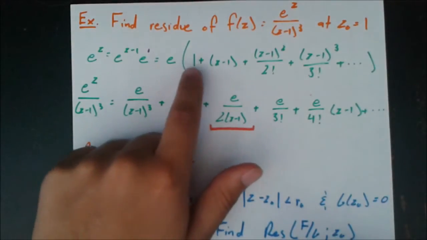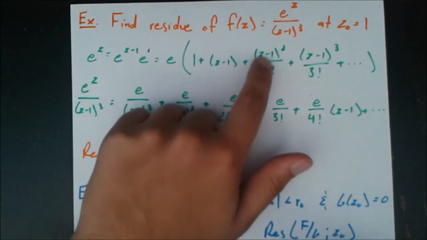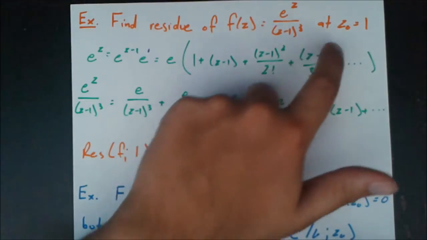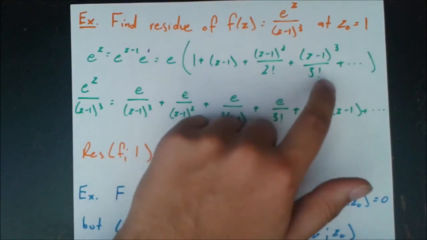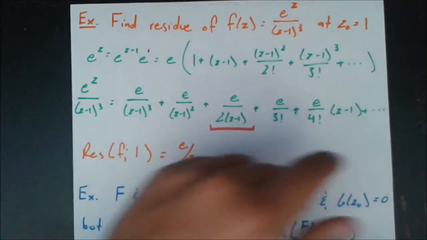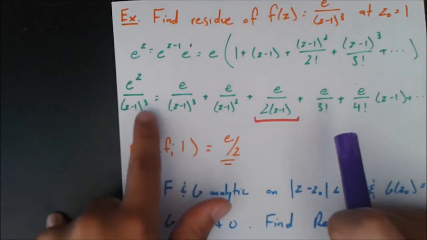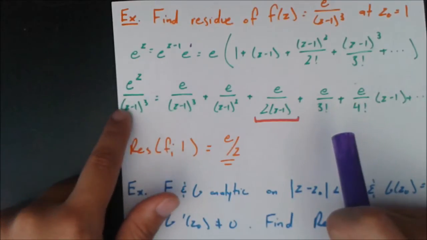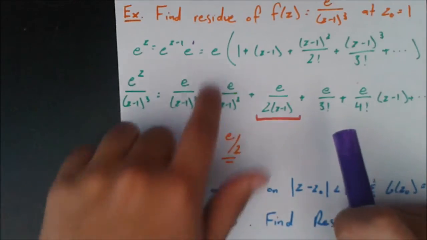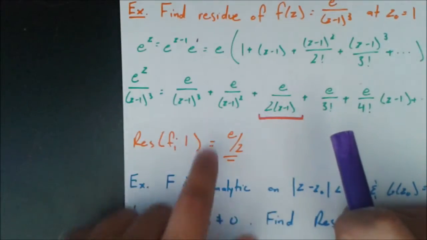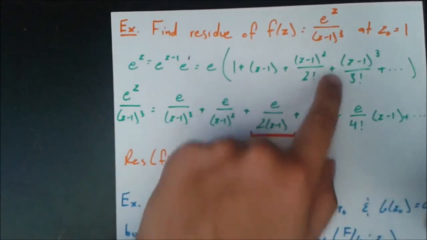Okay, so we're going to have 1 plus (z minus 1) plus (z minus 1) squared over 2 factorial plus (z minus 1) cubed over 3 factorial plus (z minus 1) to the power 4 over 4 factorial, and so on, just like that. Now when we want the whole function, e to the power of z over (z minus 1) to the power of 3, all we have to do is take this e, put it back inside here, and divide all of these terms by (z minus 1) cubed.